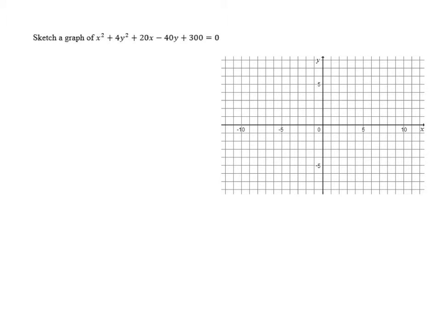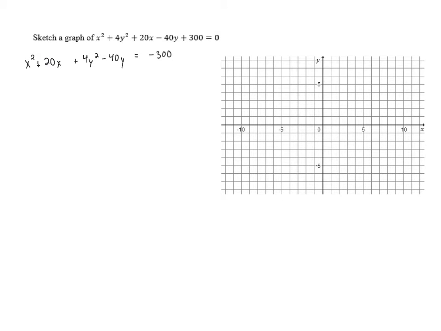Sketch a graph of x squared plus 4y squared plus 20x minus 40y plus 300 equals 0. Now we're going to want to get the constant term on the other side, and then on the left-hand side we're going to want to group the x and y terms together. So let's do that. We've got x squared plus 20x, and then plus 4y squared minus 40y on the left. And when we subtract 300 from both sides, we end up with negative 300 on the right-hand side.